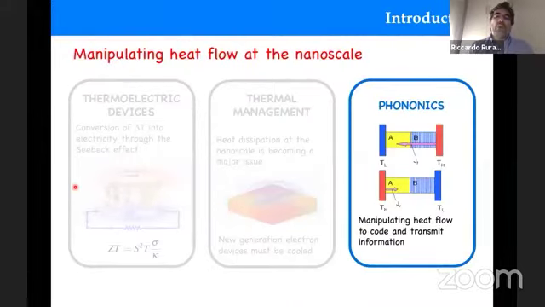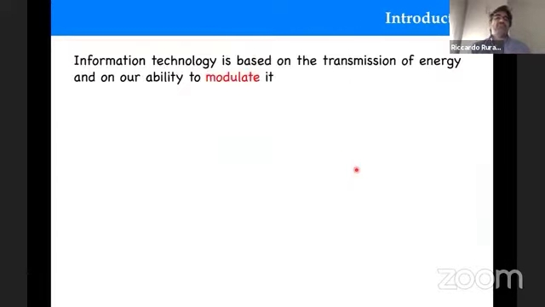In today's talk, I will focus on this last big motivation, which is phononics, and so the use of phonons to transmit and encode information. What do I mean by that? Well, information technology is, in a nutshell, very simple, and it's based on the transmission of energy and on our ability to modulate it.